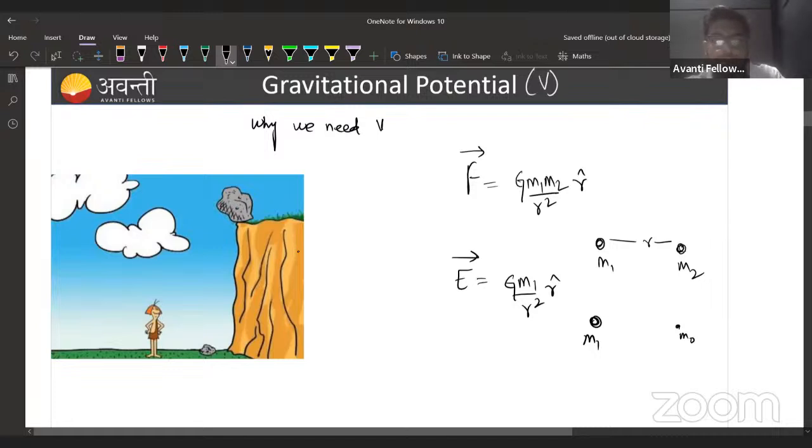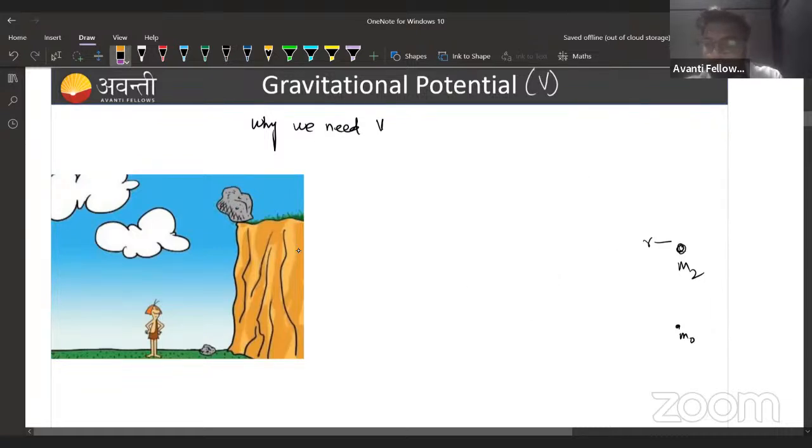JNV Rajkot is going out and coming in. Why is this JNV Rajkot?